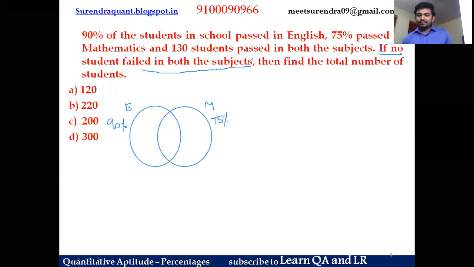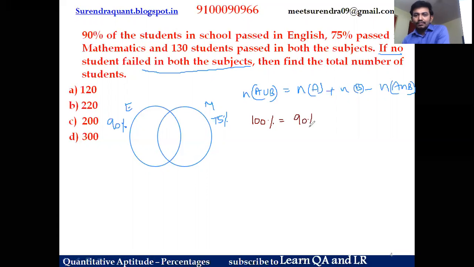All students passed. So we know that N of A union B equal to, use that formula. For the first question, I'm writing in detail. Next question onwards, we'll finish this in 2 steps, actually. Even if it is a complicated question, you can end in maximum 4 steps, guys. So N of A union B means all 100% passed. What is N of A? 90%. I mean, first subject English. What about N of B? 75%. And there might be some students who pass in both subjects, right? So some X%.